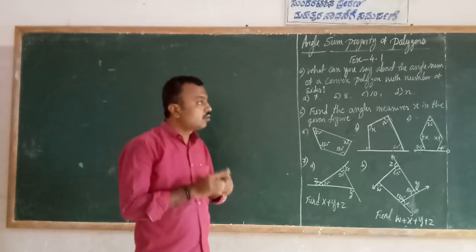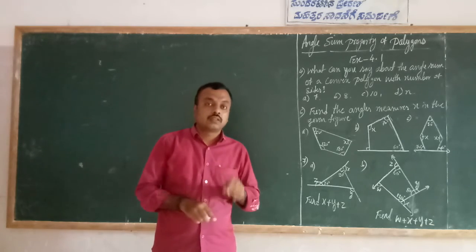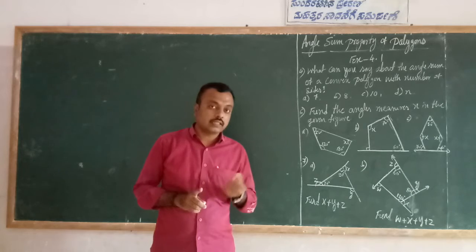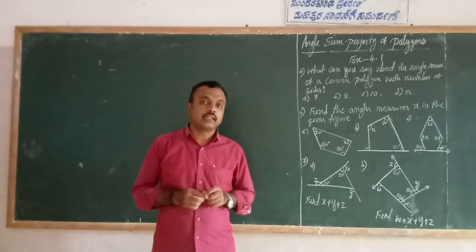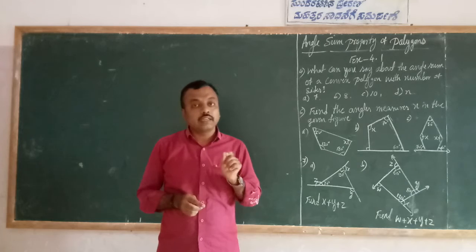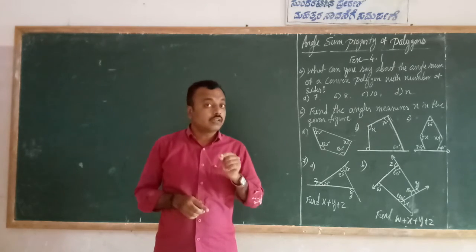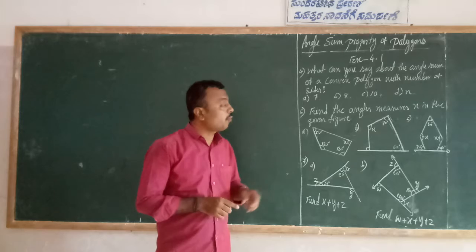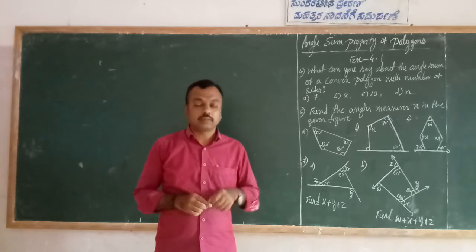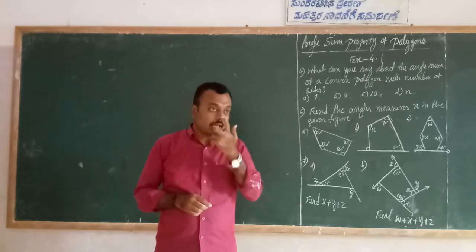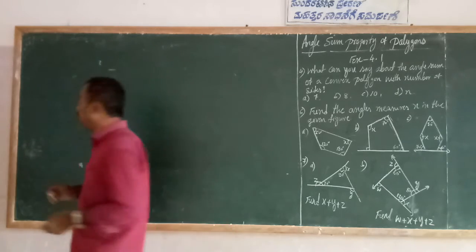So what is the angle sum property of polygons? We already learned in last year's classes the angle sum property of a triangle. In any triangle, the sum of the interior angles is equal to 180 degrees. Is it right? So what is the angle sum property of a quadrilateral? We discussed it a little in last year's classes. The angle sum of a quadrilateral is 360 degrees.